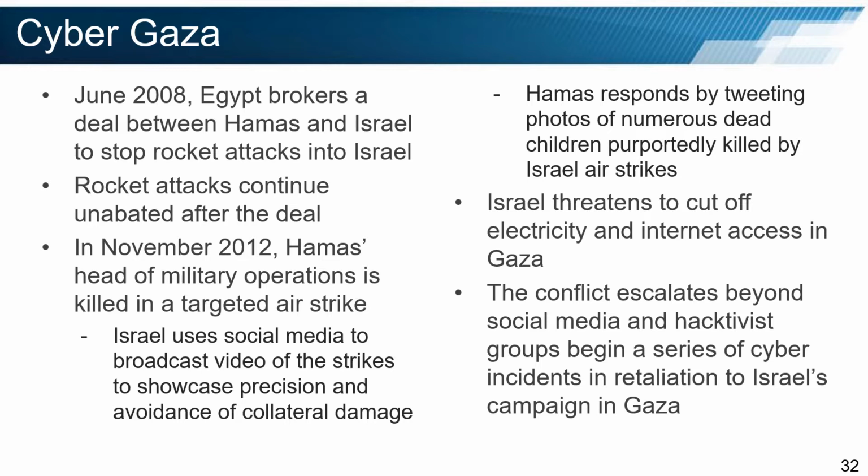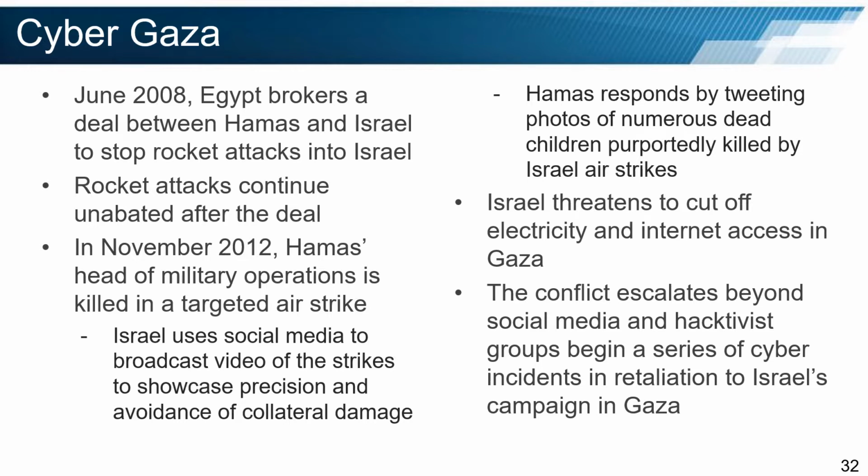In June of 2008, Egypt brokered a deal between Hamas and Israel to stop rocket attacks into Israel. The rocket attacks continued unabated after the deal. In November of 2012, Hamas's head of military operations was killed by a targeted Israeli airstrike. Israel used social media to broadcast video of the strikes to showcase precision and avoidance of collateral damage. Hamas responded by tweeting photos of numerous dead children purportedly killed by the Israeli airstrikes. Israel threatened to cut off electricity and internet access to the Gaza in response to these posts.